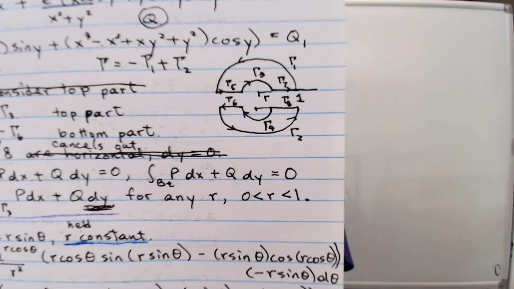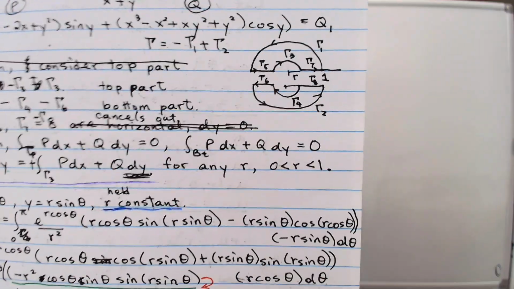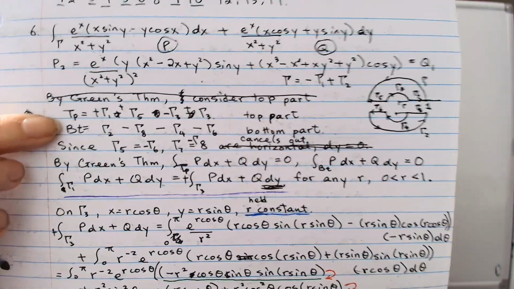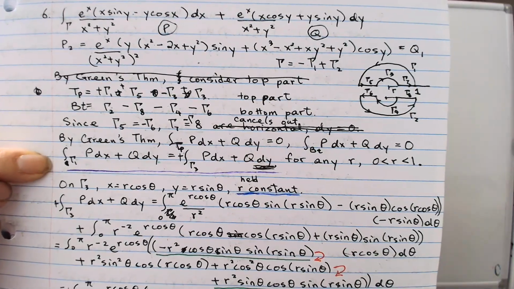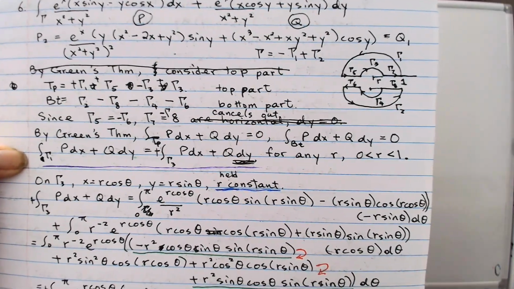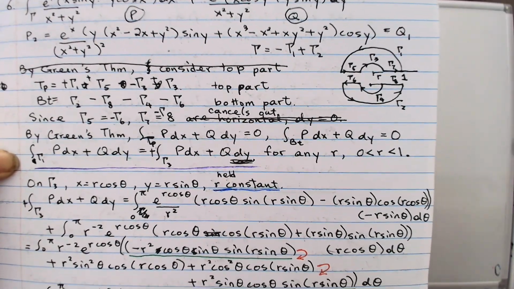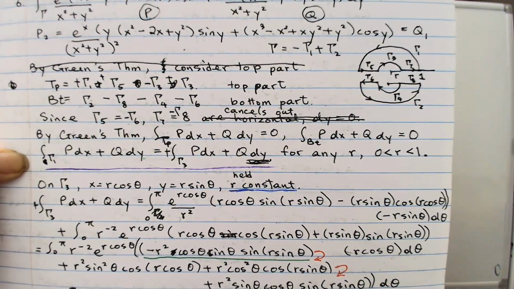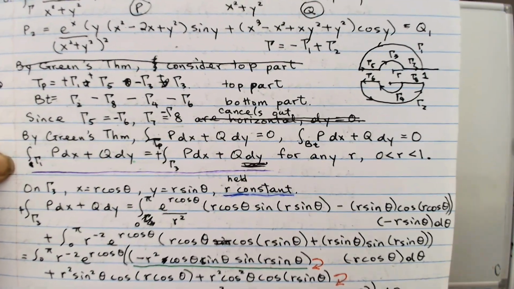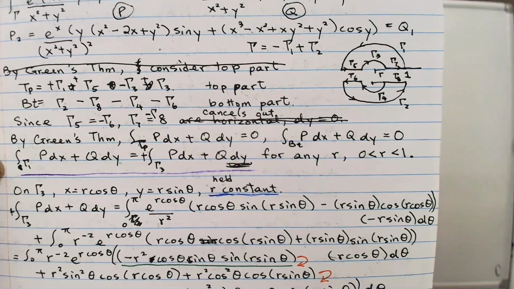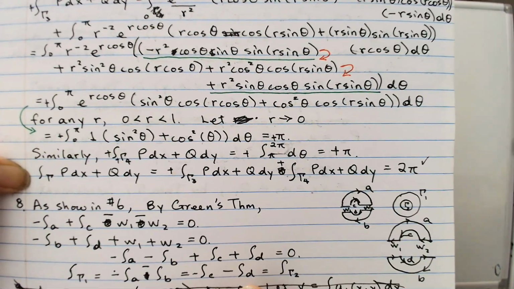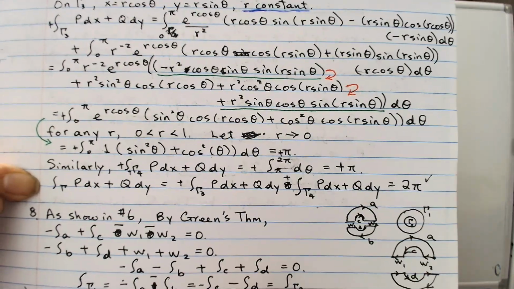Now gamma 4 will work the same way and also come out to be pi. Remember, we already said that the integral on gamma 1 is the same as on gamma 3. So what we need is the integral over gamma 1 plus gamma 2, right? Gamma 1 equals gamma 3 in integration, and gamma 2 equals gamma 4 in integration. So let's add it all up, and that equals 2 pi, which is the correct answer.